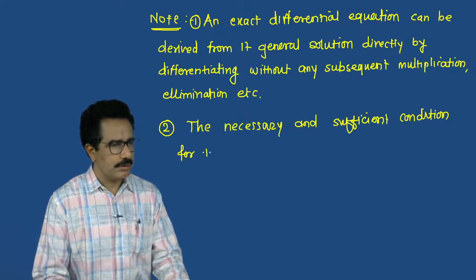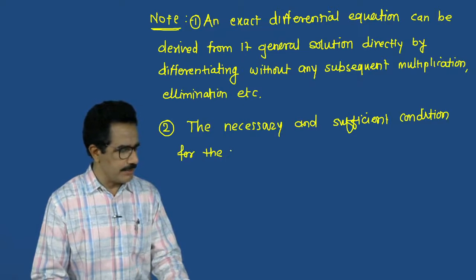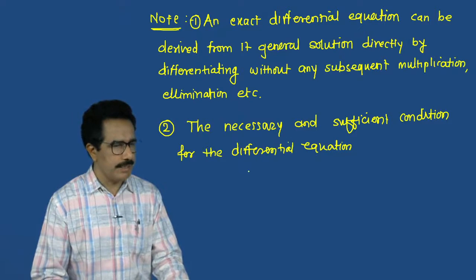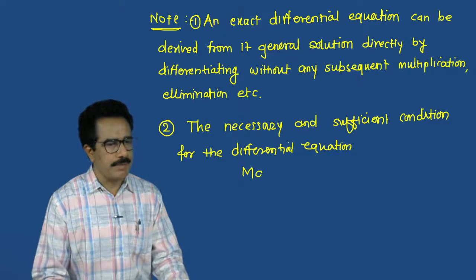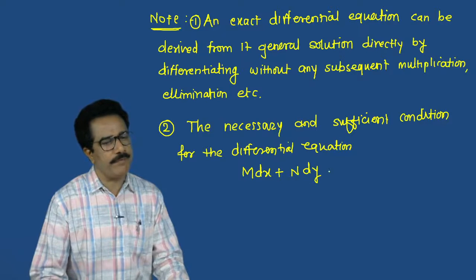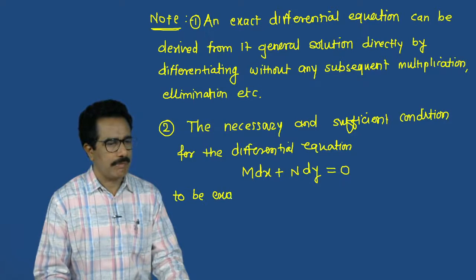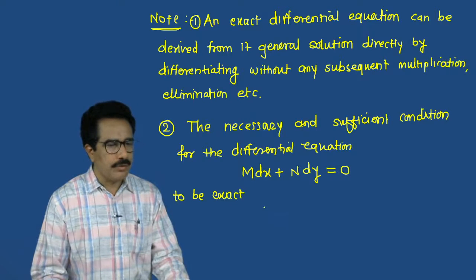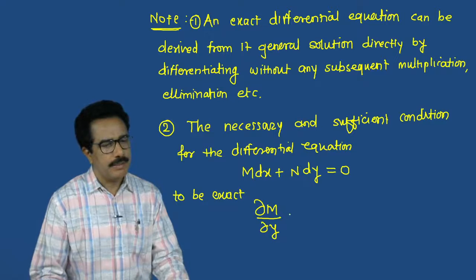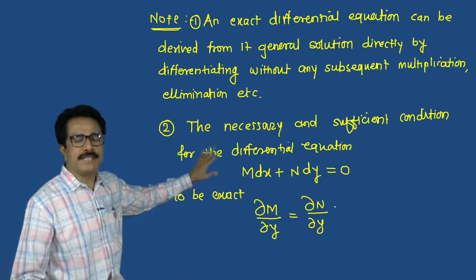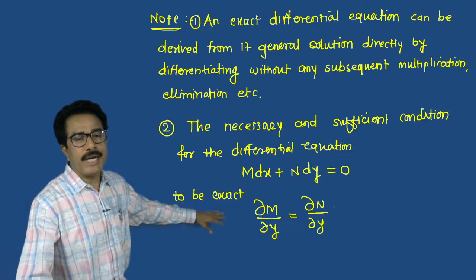The necessary and sufficient condition for the differential equation M dx plus N dy equals 0 to be exact is ∂M/∂y equals ∂N/∂x, sorry, ∂M/∂y = ∂N/∂x. This is a condition, and this is a separate theorem. We shall discuss this theorem tomorrow. This theorem is different, but remember the condition.